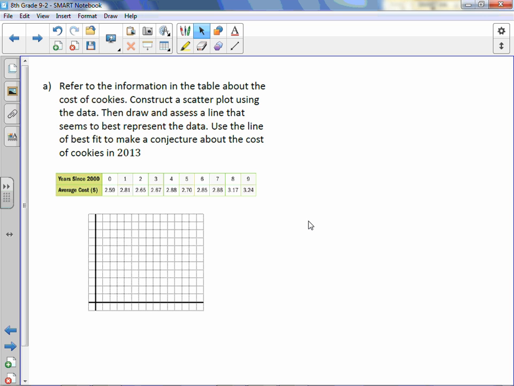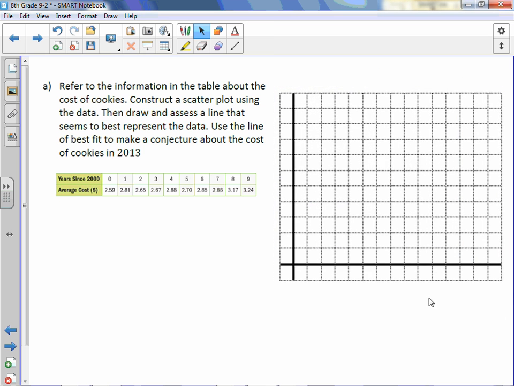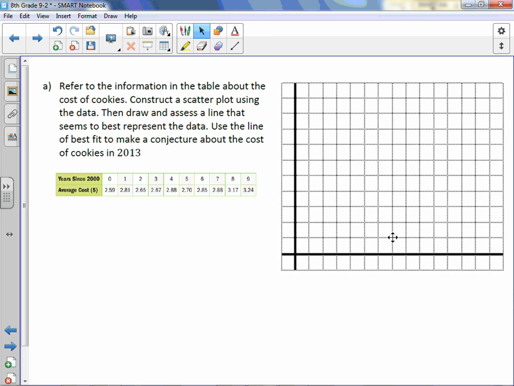Refer to the information in the table about the cost of cookies. Construct a scatter plot using the data, then draw and assess a line that seems to best represent the data. Use the line of best fit to make a conjecture about the cost of cookies in 2013. I'm just going to make this grid a little bit bigger so I can write on it.